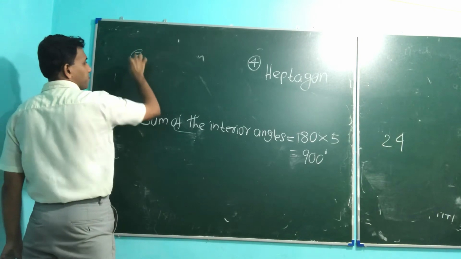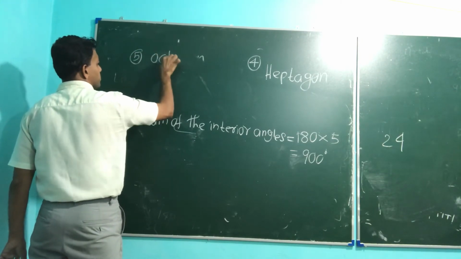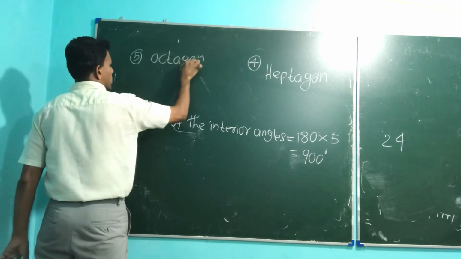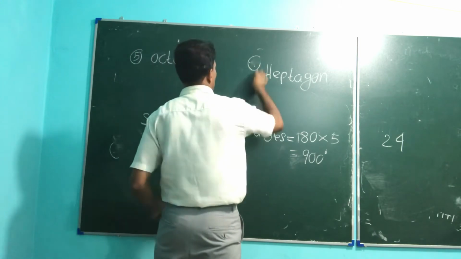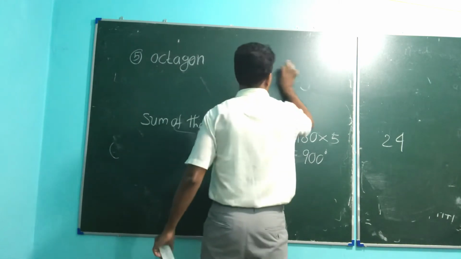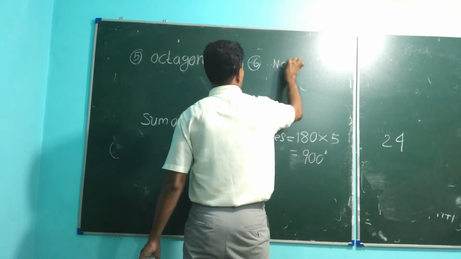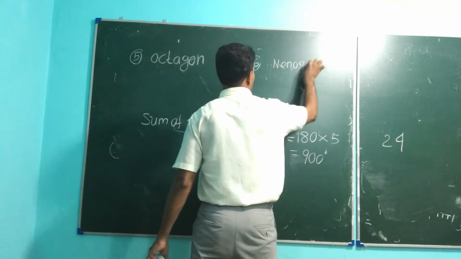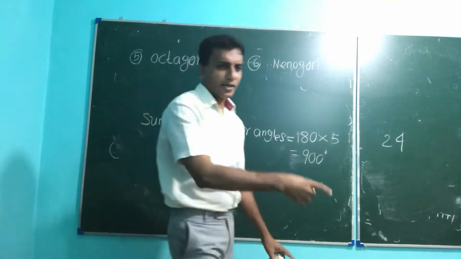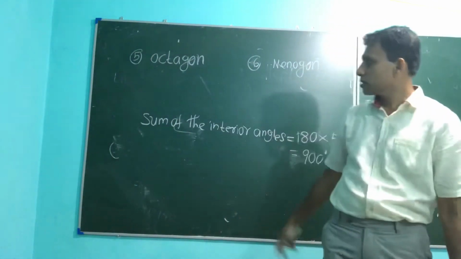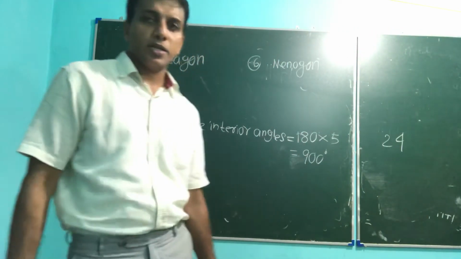Number 5. Octagon. Another one: nonagon. Nona means 9, right? Nonagon. Decagon, I said earlier, we say up to now. Can you complete this? The similar question, complete this.